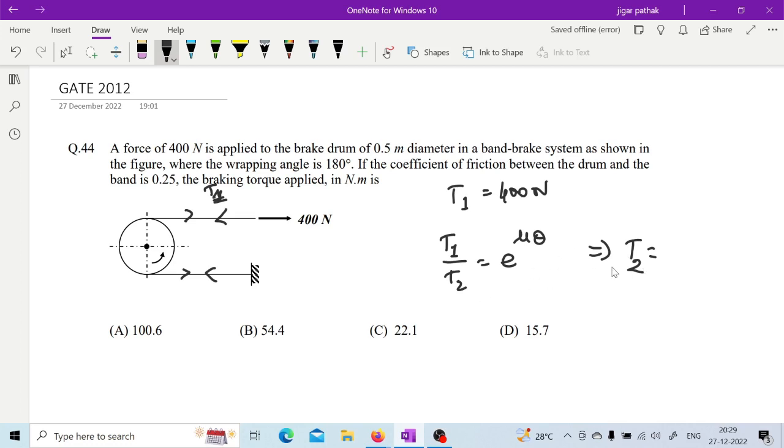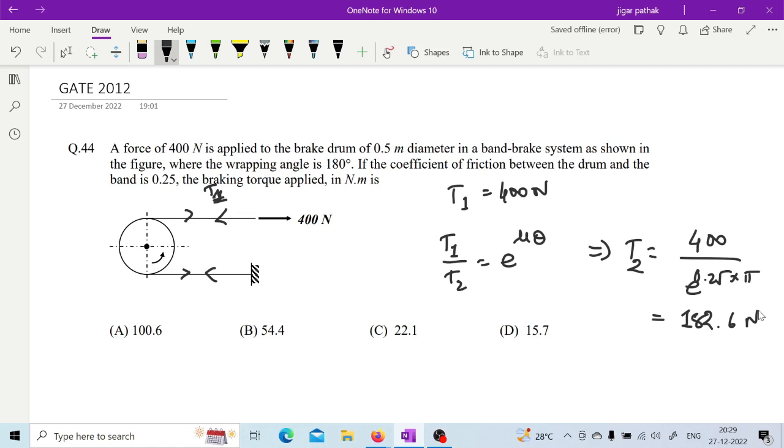What is T2? Sir, 400.25, e raised to 0.25 into pi. What is T2? 182.64, yes, 182.375 almost.